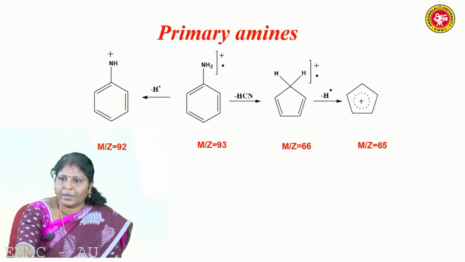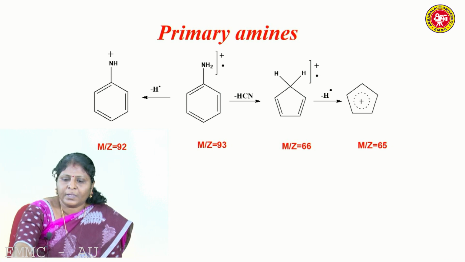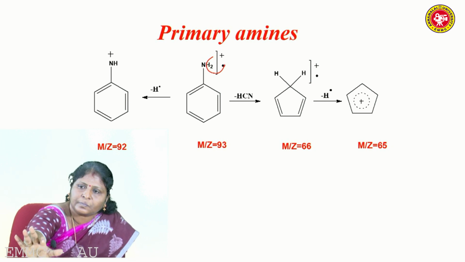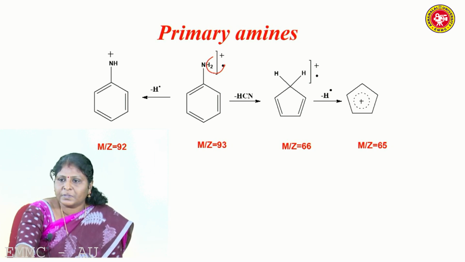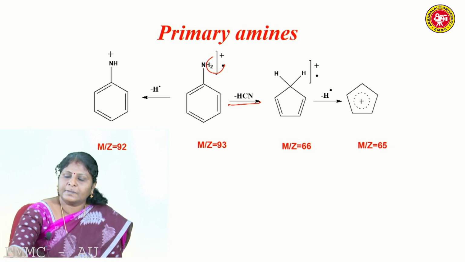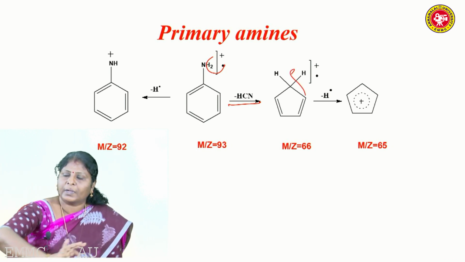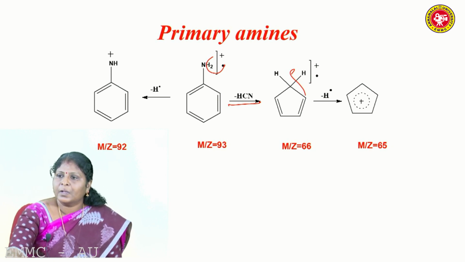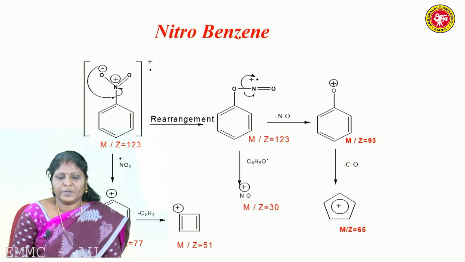For primary amine, similar to phenol, the hydrogen is scrambled or transferred from the nitrogen atom to the phenyl moiety. That is one of the pathways. In another pathway, hydrogen is removed from that nitrogen atom and then produces an NH+ species at m/z 92. The molecular mass of this system is m/z 93. By the loss of one hydrogen as a radical, a peak corresponding to m/z 92 can also be expected. But the most preferable fragmentation mode is this pathway. In that case, HCN is removed, followed by the formation of cyclopentadiene. This will remove one hydrogen as a radical and produce the most stable cyclopentyl cation, which appears at m/z 65.